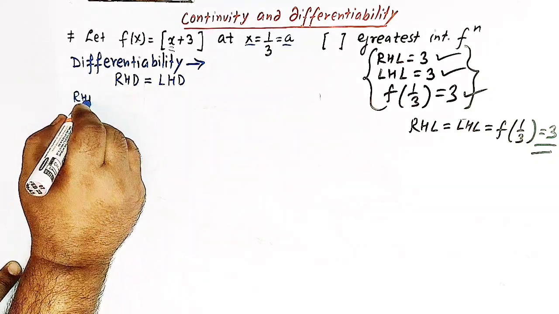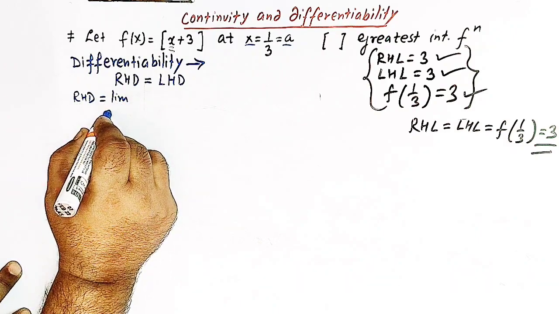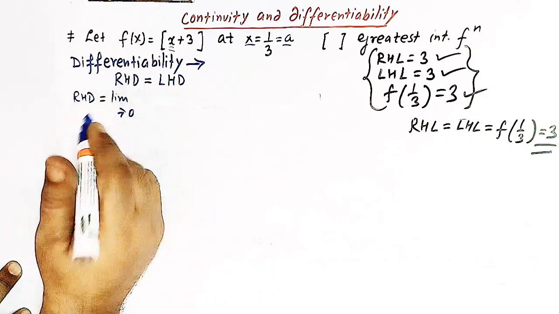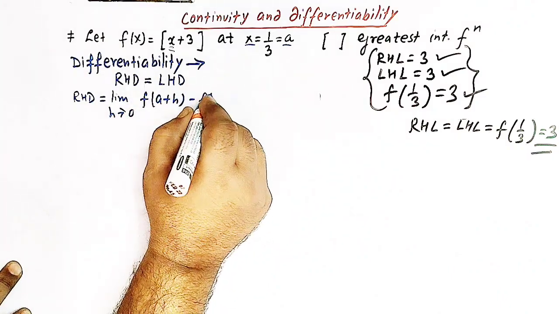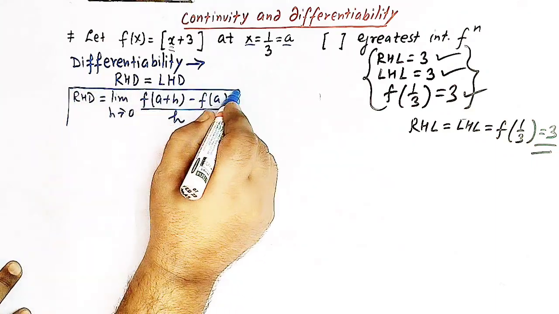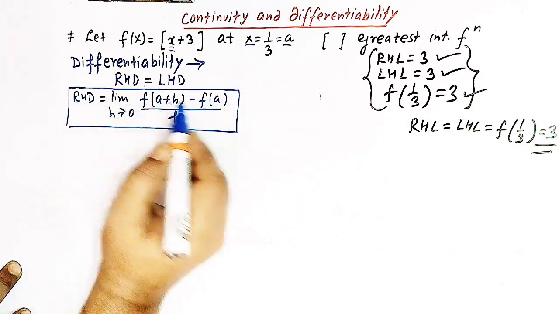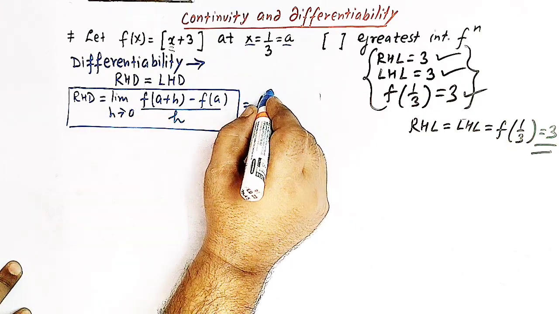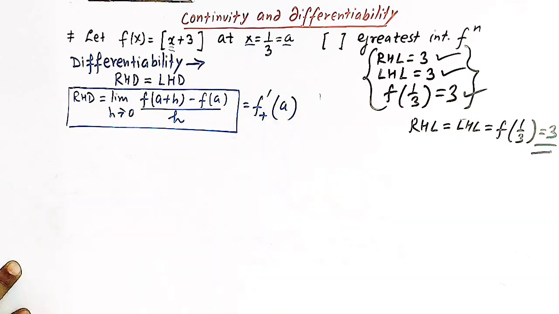So the definition of right hand derivative is given by this limit, that is limit h tends to 0, and here we have f of a plus h minus f of a divided by h. So this limit gives us the right hand derivative at this point x is equal to a. So this notation can also be used: f prime, and here we write a positive sign, and here we have a.